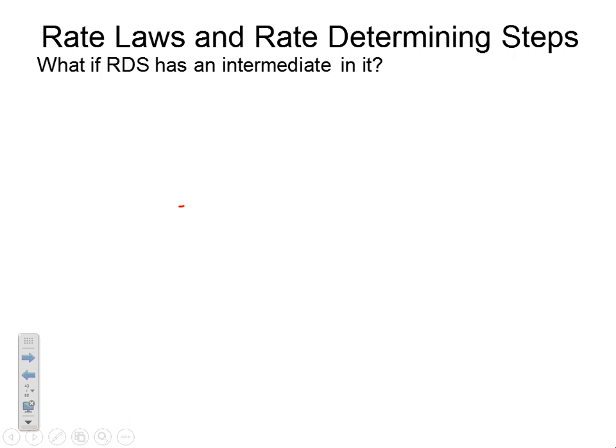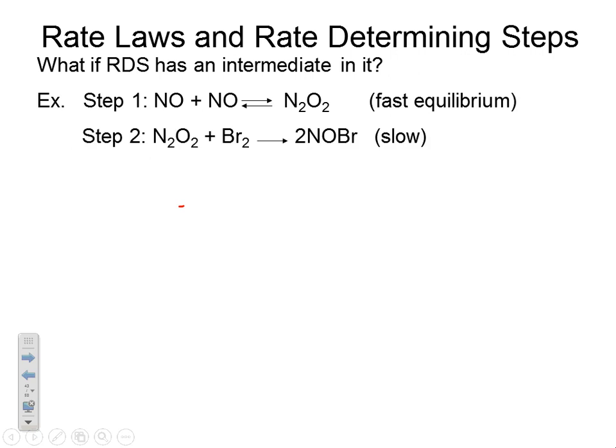What if the rate determining step has an intermediate in it? And this is actually how you can get into possibly having halves or fractions as orders, which is absolutely a thing. We're just not getting into it in this particular class. So as an example, we have a series of elementary steps shown here, step 1 and step 2. And step 2 is the slow step. So we could write a rate law that would be based on the slow step, right? Rate equals k times the concentration of N2O2 raised to the first times the concentration of Br2 raised to the first.